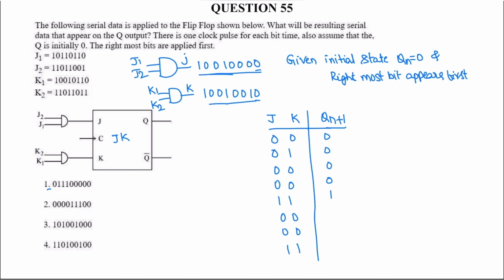For 0 0, again it remains in the same state. For 0 0, it remains in the previous state. For 1 1, the output gets toggled. So this is the output: 0 0 1 1 and 0 0 0 0. So the correct option is 1. Next question.